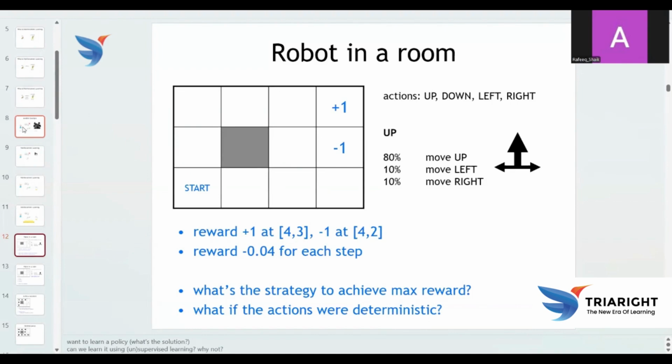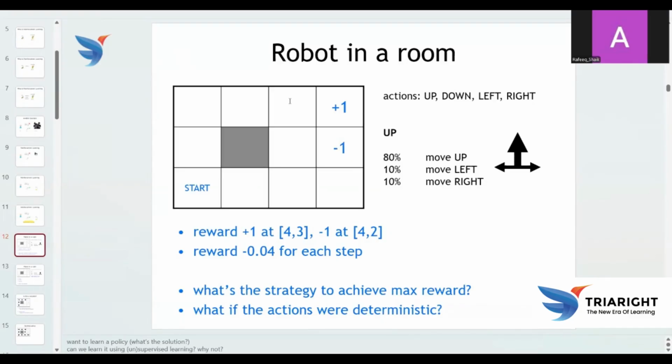And 10% to move right. So you have rewards: reward plus one at (4,3). Here we can see the columns 1, 2, 3, 4. We see the plus one at (4,3), right? And we had a minus one at (4,2), right?